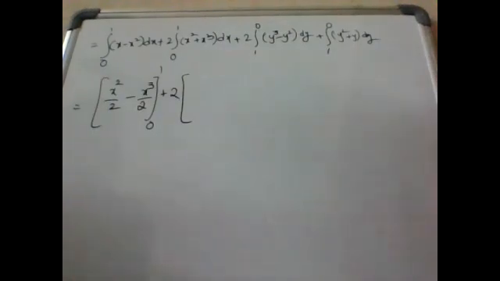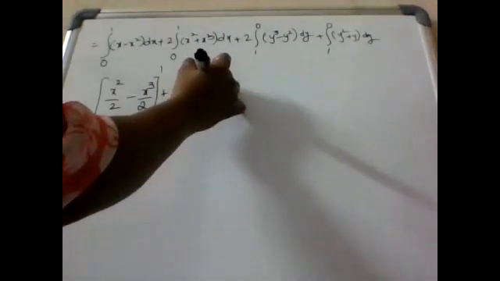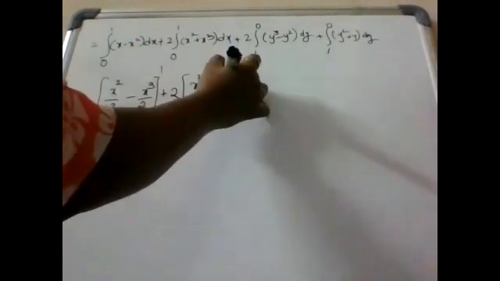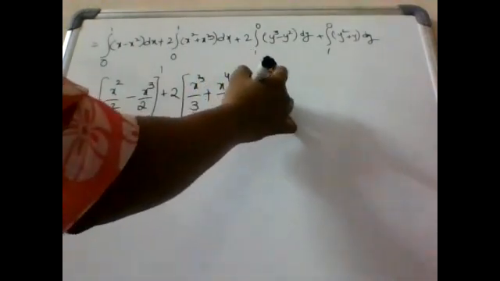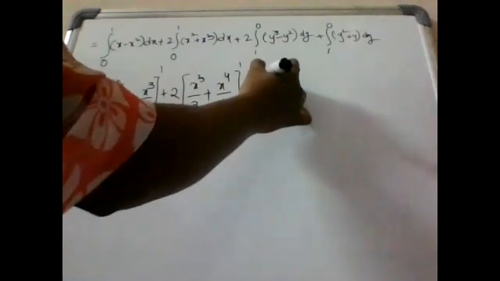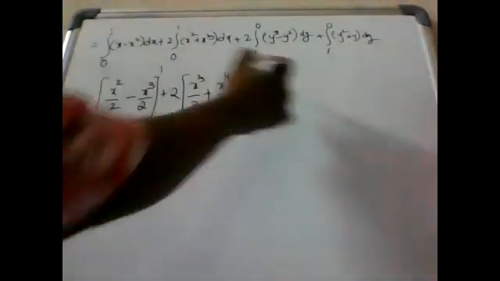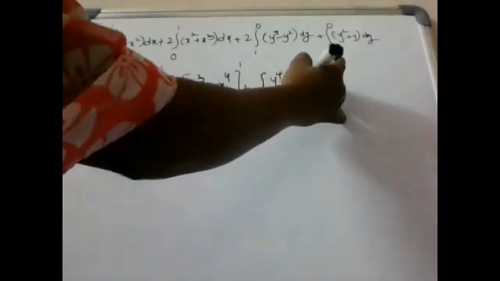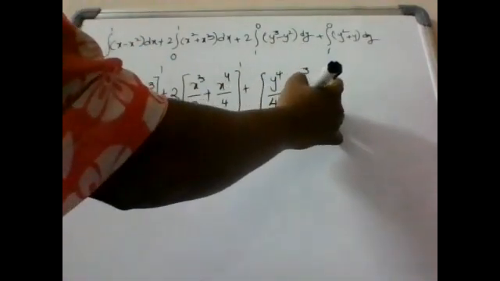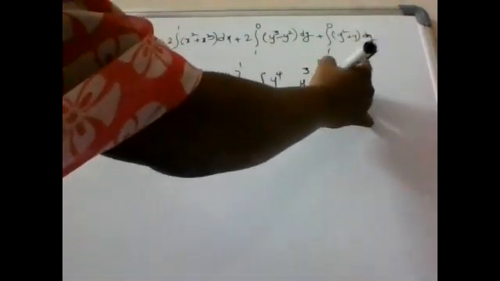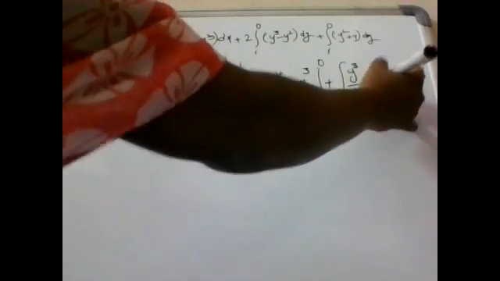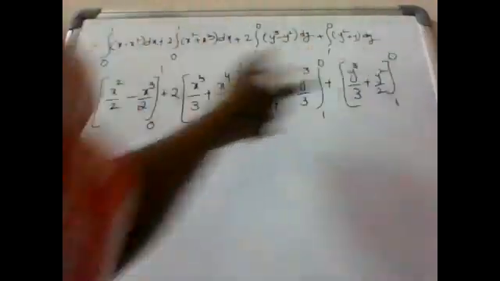So x square integration: x power 2 plus 1 means 3 by 3, plus x power 3 plus 1, 4 by 3 plus 1, 4, plus limits 0 to 1. Next, y cube means y power 3 plus 1, 4 by 3 plus 1, 4, minus y square means y power 2 plus 1, 3 by 3. Limits 1 to 0, plus y square integration: y power 2 plus 1 means 3 by 3, plus y power 2 by 2, limits 1 to 0.